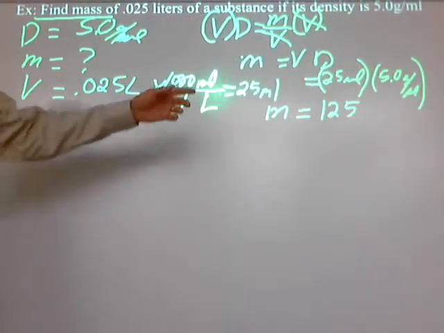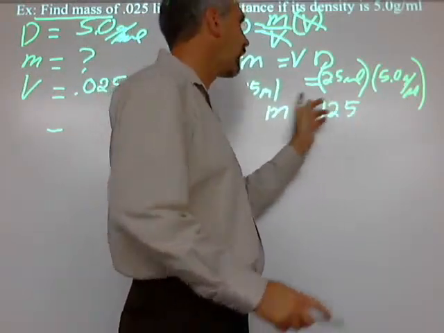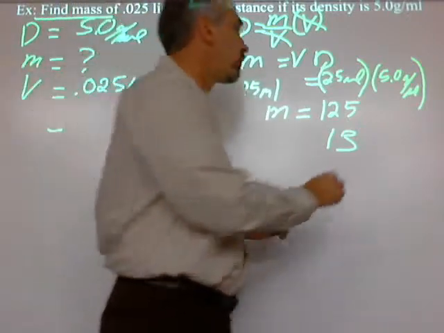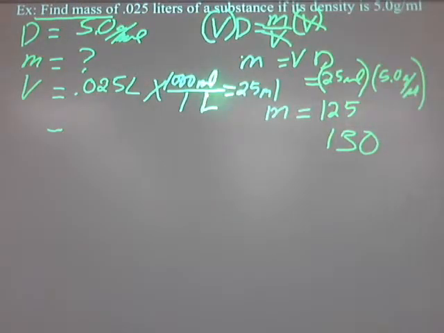How many significant figures did he have? 2. He has to have 2. So I'll round that guy up and it becomes 13, right? 130 is correct. Why not 13? What did you do if you made him 13? It's only 2 significant figures. I did it right. I got 2 significant figures now.